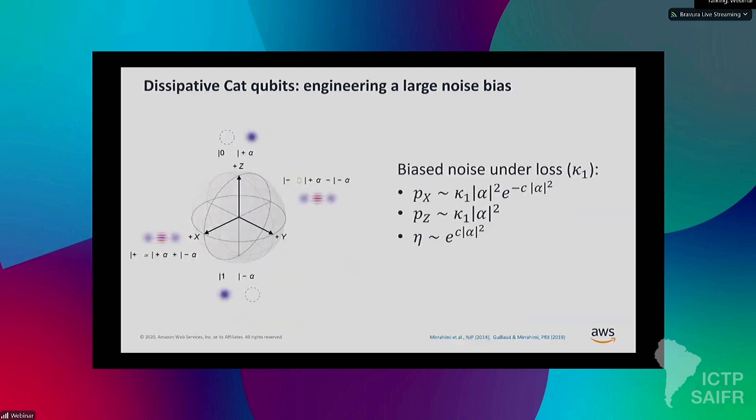So this is what I mentioned. You have the probability of X errors. There it's exponentially small in alpha square. Of course, it goes as kappa 1, which is the loss rate of your cavity. Z errors increase linearly in alpha square. So your bias is exponential in alpha square.